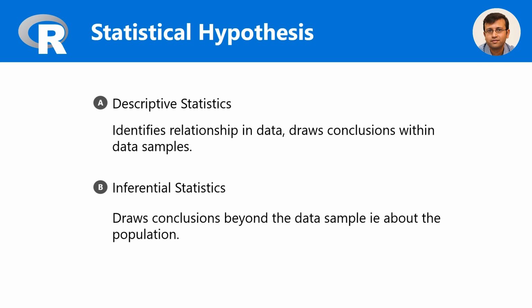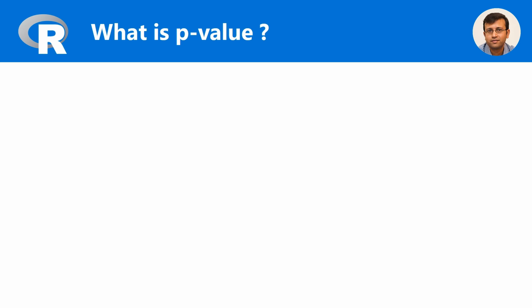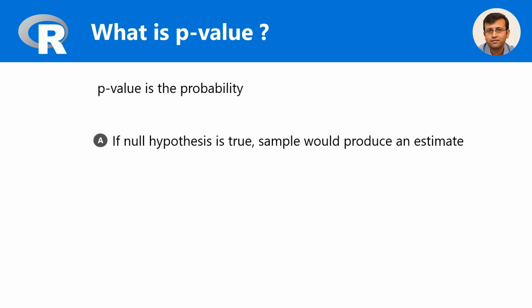Inferential statistics is the process of drawing conclusions about the population based on a sample taken from the population. The sample is the data obtained from the population. The p-value is the probability that, if the null hypothesis is true, sampling variation would produce an estimate. The p-value tells us how likely it is to get a result like this if the null hypothesis is true.